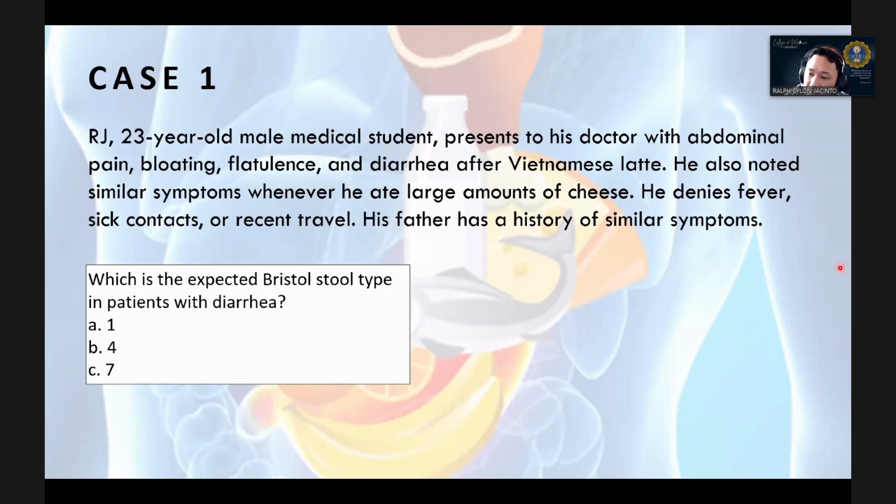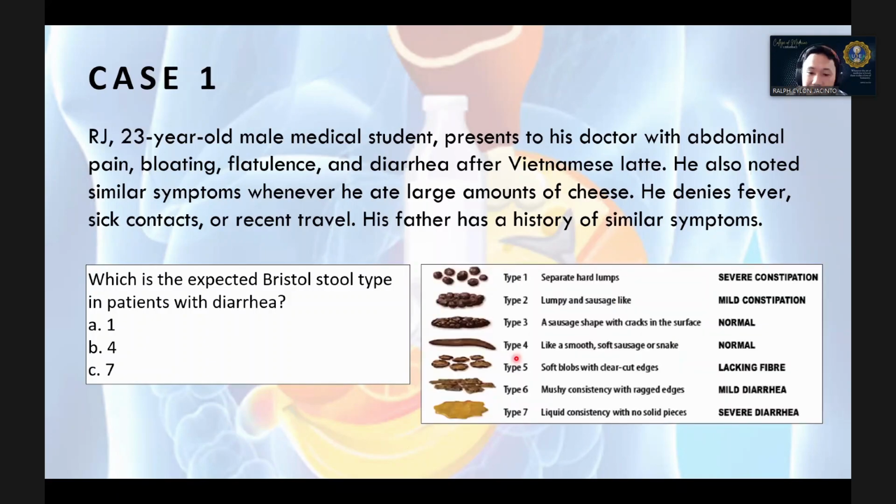So, let me share the results. Okay, so majority answered type 7. So, that's actually the correct answer. So, this is your Bristol stool type chart. Yan. So, you have your type 1 and type 2 being seen in constipated patients, and then 6 and 7 being in patients who have diarrhea. So, the 3 and 4 are the ones that are considered normal. Okay? Yeah.